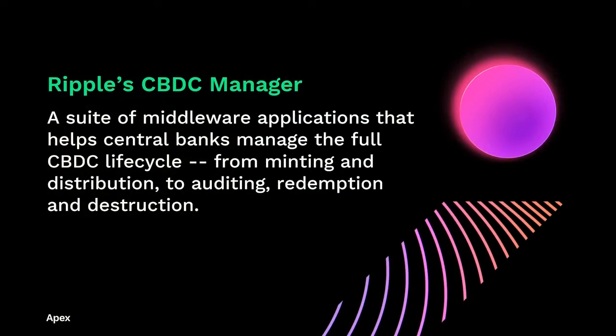The second component we're building is something we call the CBDC manager. So we realized that it's not as simple as just giving people a private blockchain. There's a whole host of problems and things that need to be done in order to manage the life cycle of a digital currency, from minting, distribution, auditing, and then going the other way when people are done with their money and it makes its way back to the central bank, redeeming it and maybe destroying it.